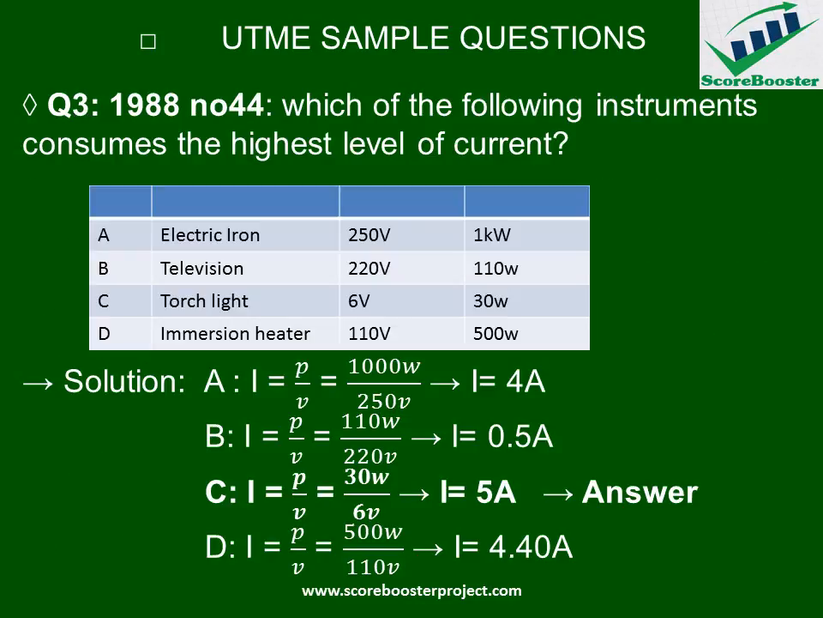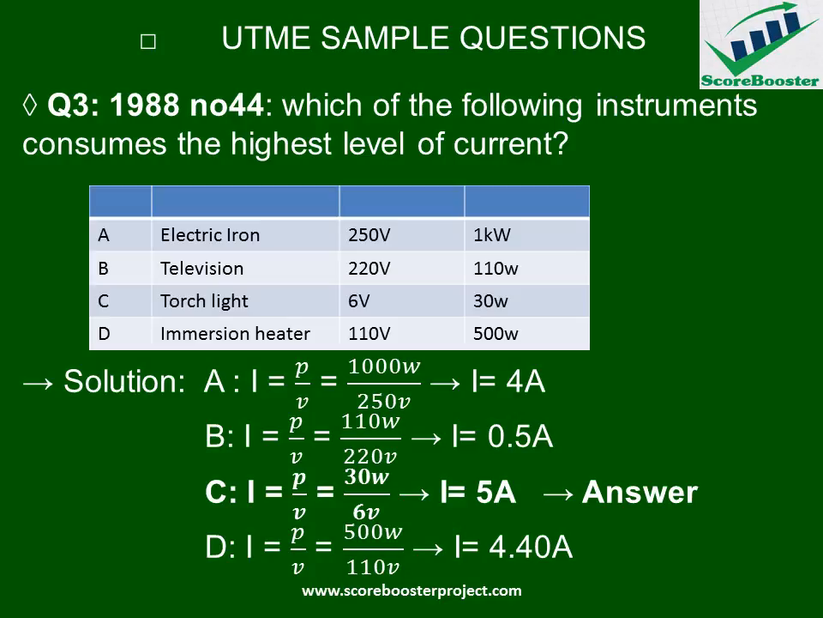Now the next question we shall be considering comes from 1988, number 44. The question goes thus: which of the following instruments consumes the highest level of current? You are presented with a table where A is an electric iron with potential difference 250 volts and power of 1 kilowatt.